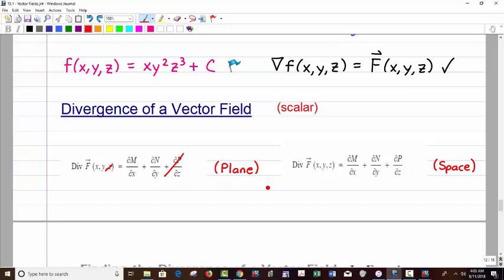But this is one where it's done kind of the same way, plane or space. It's 3 partial derivatives added together. It's the M component of the vector field with respect to x, plus the N with respect to y, plus P with respect to z.